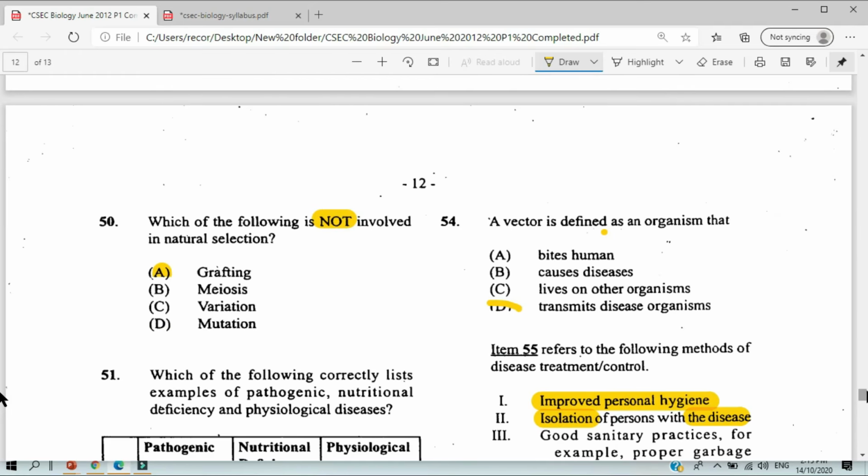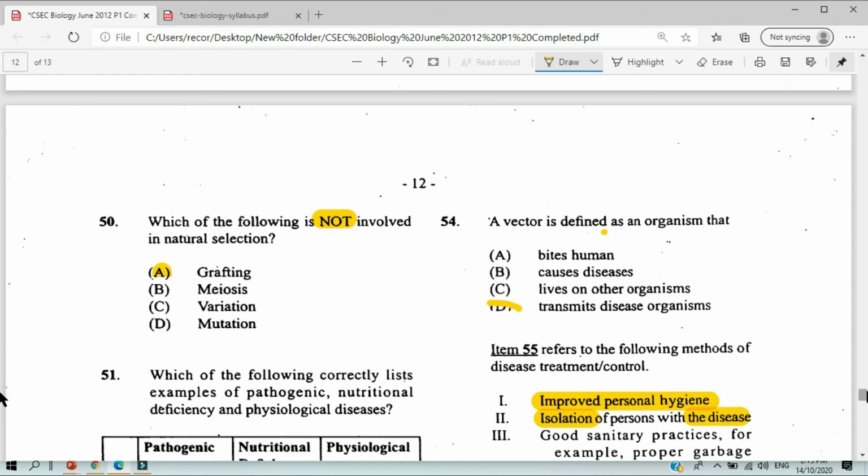Now we're at question 50. Which of the following is not involved in natural selection? Alright, natural selection, natural. There is nothing natural about grafting. So we go into the field and we graft a plant in order to get a desirable plant. But it is not natural, it's artificial. So our answer there for 50 is going to be A.